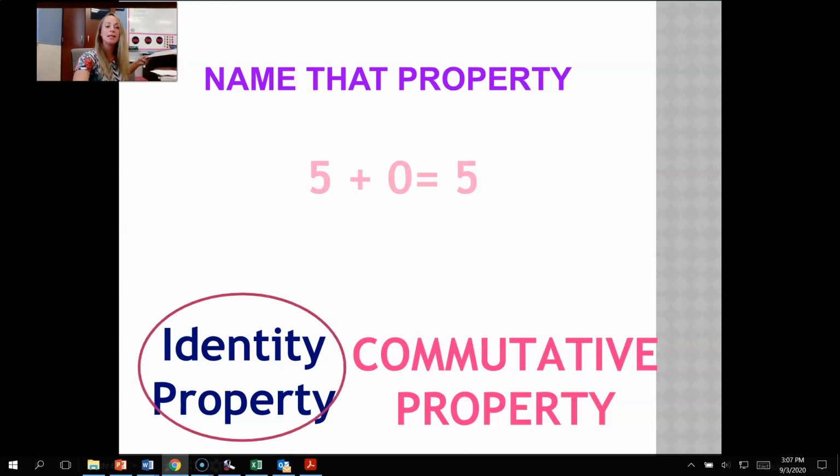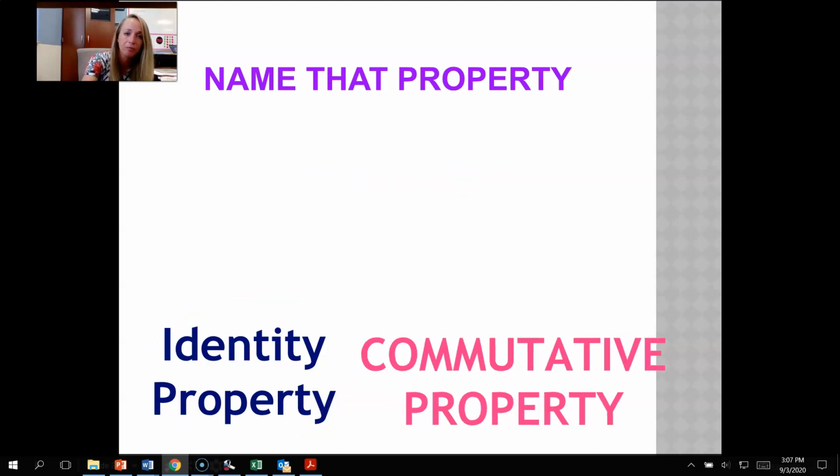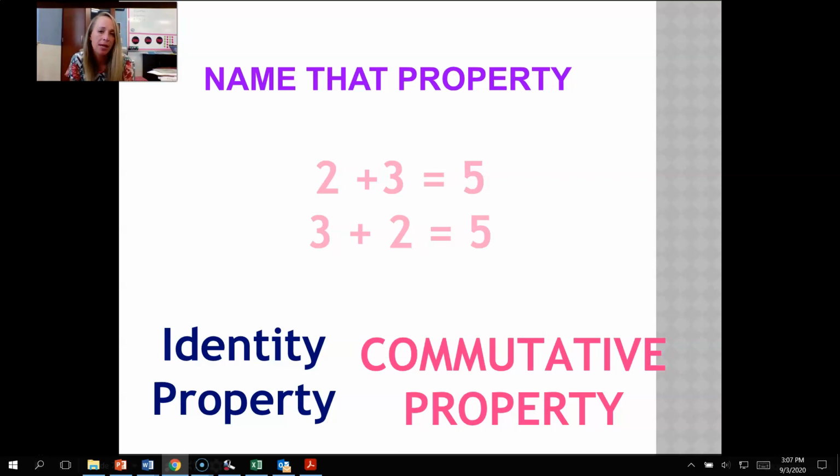That is the identity property. Why is that the identity property? It's the identity property because of the 0 that's in that problem. Let's try another one. What property is this? 2 plus 3 equals 5, and 3 plus 2 equals 5. Is that the identity property, or is that the commutative property?